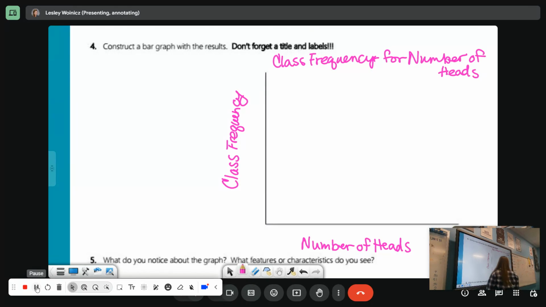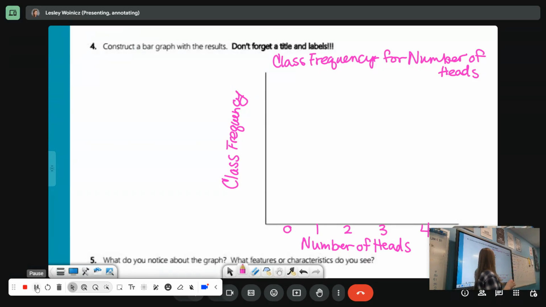Okay, so what are our options for a number of heads? We could have 0, we could have 1, we could have 2, 3, and 4. Okay, what was our highest frequency for any of our options? Looking at the class data, our totals. 51. Okay, so we need a scale that lets us get up to 51.